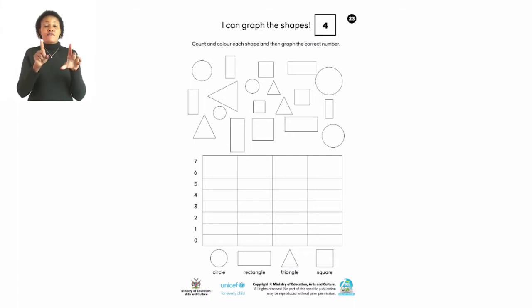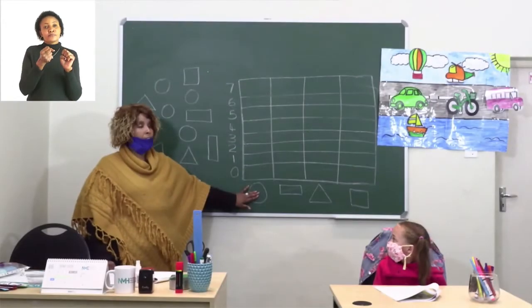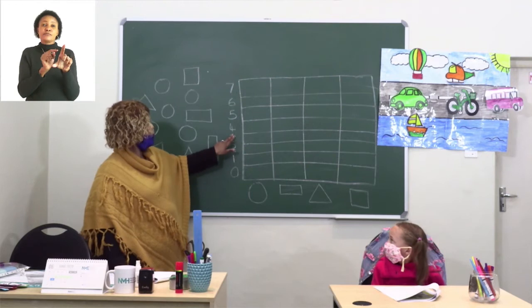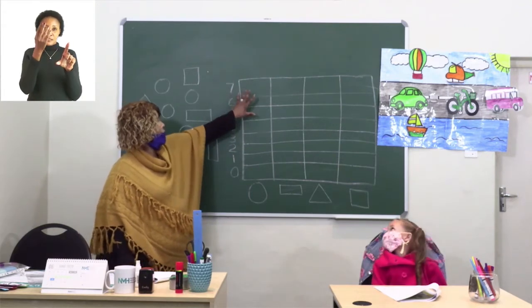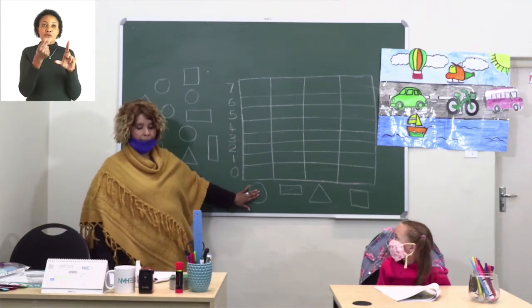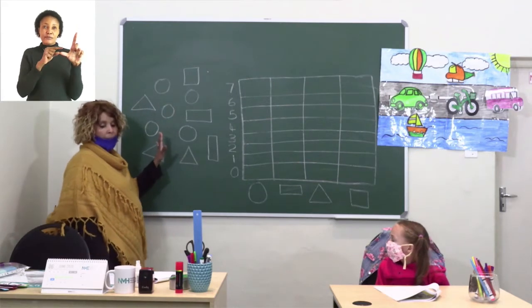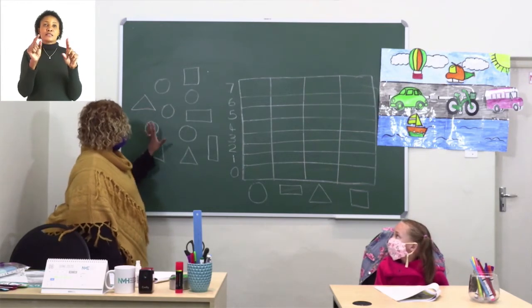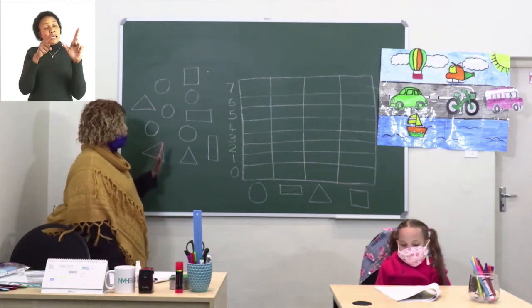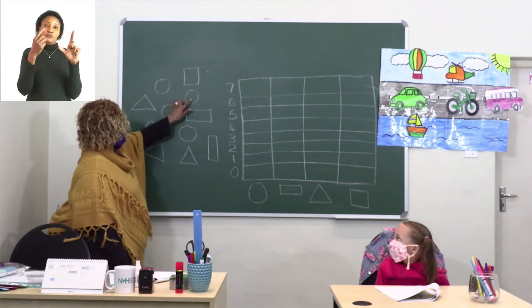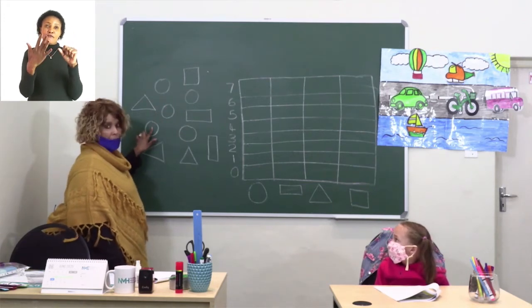You will see the circle is in the first column. You will see that there are numbers 0, 1, 2, 3, 4, 5, 6, 7, and there are blocks according to these numbers. And you have the circle here. We are going to count the circle. On the same page, you will see that there are different shapes and circles are also there. We are only going to do the circles for now. We're going to count the circles. 1, 2, 3, 4, 5 circles.